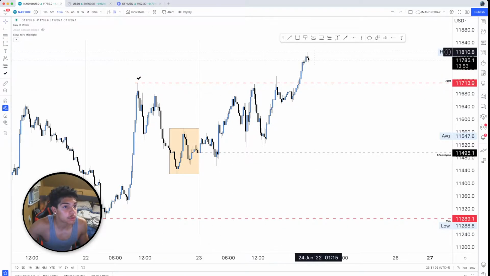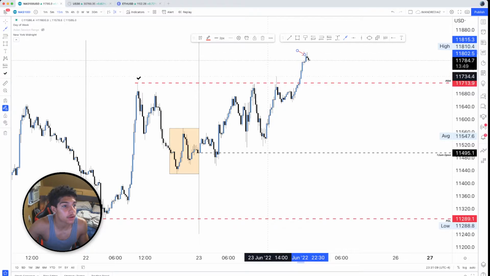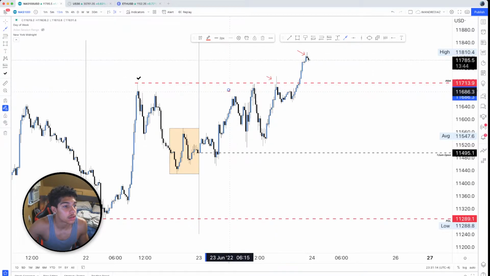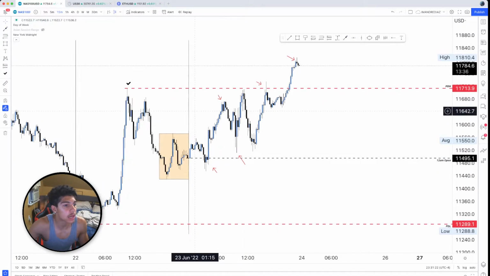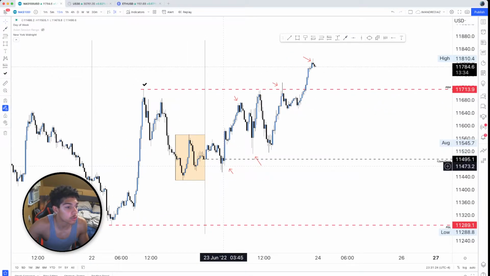And now there's going to be a few areas in price that I want you to pay attention to. I want you to pay attention to this high, this high, this high, this low, and this low right here. Those are going to be the ideal points that we're going to go over. We're going to start off with this area right here.